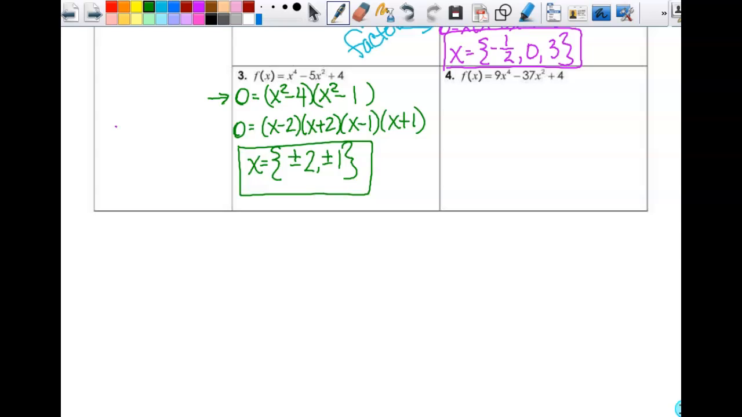We good? All right, so let's look at number 4. On number 4, A is not 1, and it's a quartic, but you treat it like a quadratic. I'm going to give you a minute. I want you to factor this one.